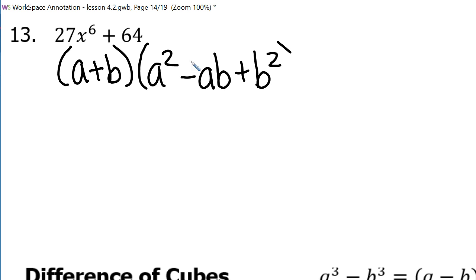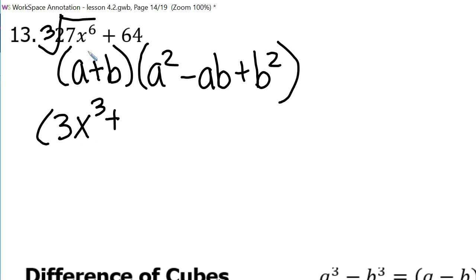To find a and b, we need to cube root both of these. So what's the cube root of 27? 3. And when you cube root a variable, divide the exponent by 3. So what's 6 divided by 3? 2. So this would be 3x squared. And then we'll have a plus sign. And for the b, we need to cube root the 64. What's the cube root of 64? 4.